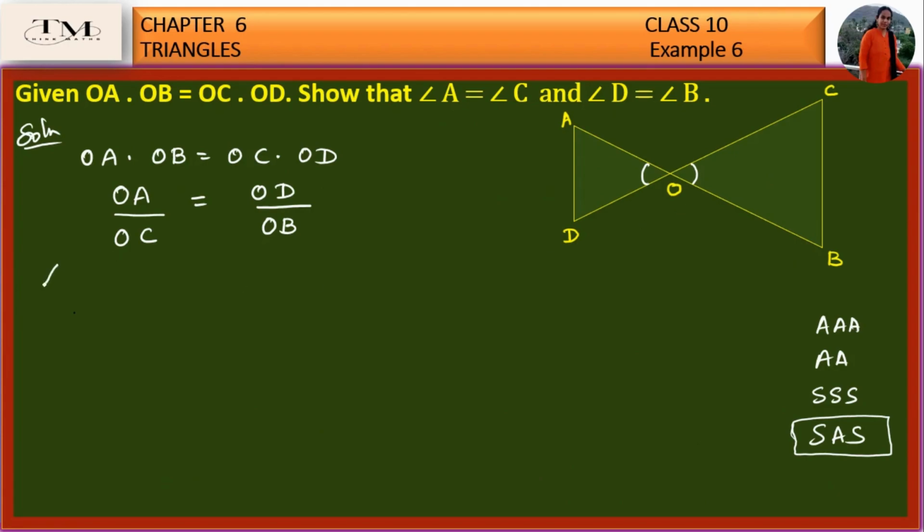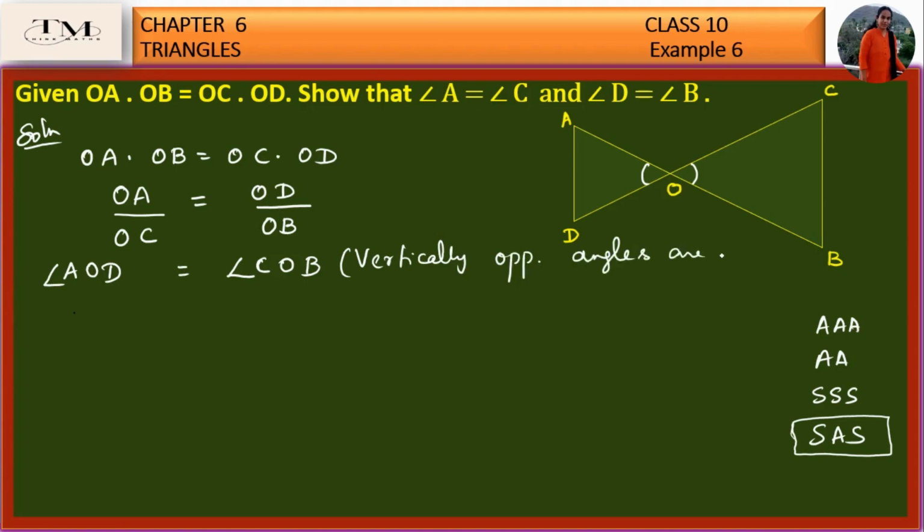So we can write angle AOD is equal to angle CO, then it is CO, so COB. I wrote AO instead of CO. So D is here. Corresponding to D, it is B. So angle COB. This is because vertically opposite angles are equal. Okay, children.